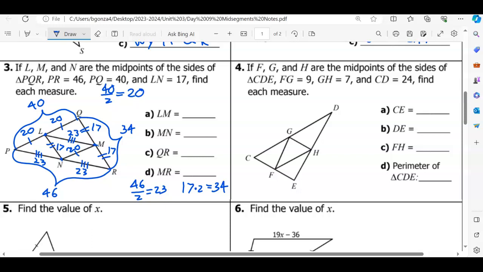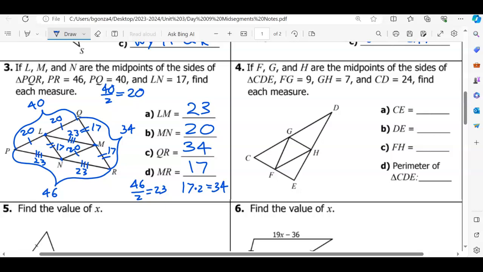Now, look, once we have everything labeled, it looks kind of messy, but whatever. Now it's easy to answer these questions. What's between L and M? 23, write that down. What's between M and N? 20 flat, 20. QR is all the way across. I see that's 34. MR, this little half is 17. Okay, does everyone understand? The mid-segment is half. It matches the other halves that are parallel.